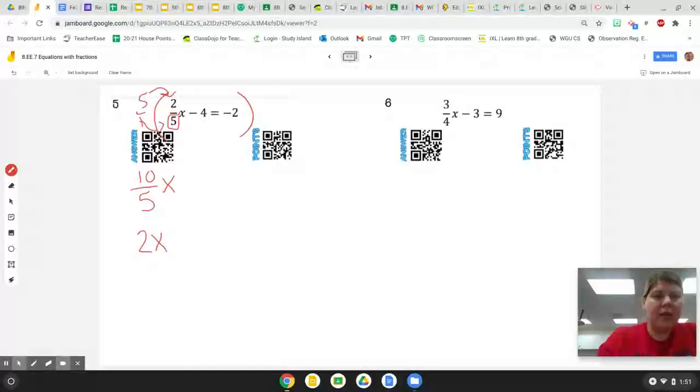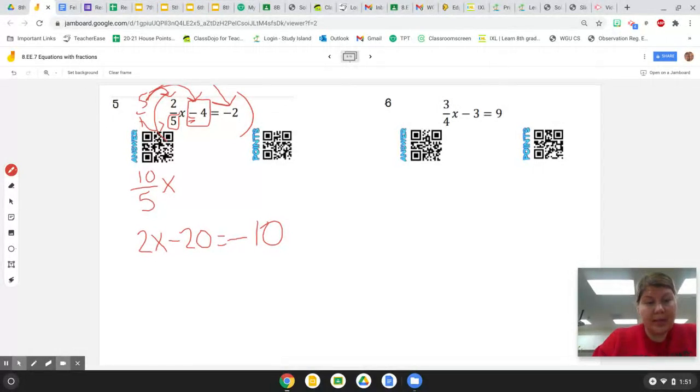Then I'm going to take 5 times negative 4. Remember to use that sign in front of it. So 5 times negative 4 is negative 20. And lastly, because I have to multiply it to all of these terms, 5 times negative 2 is negative 10. Okay, now I don't have fractions. That was my goal. Now I can go to those 4 steps.